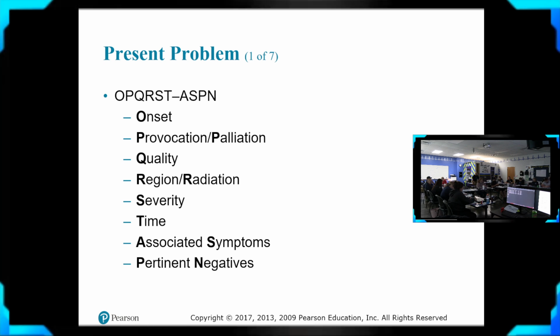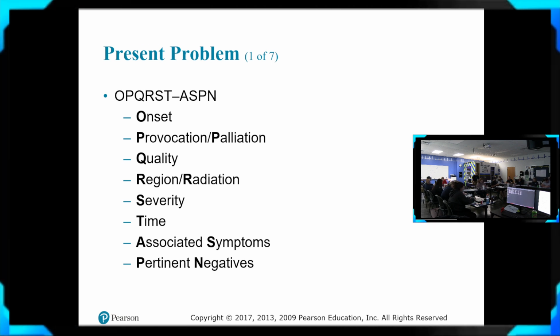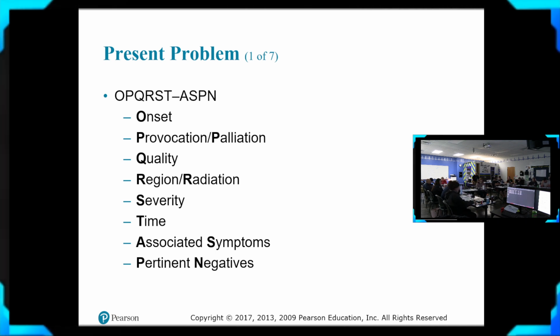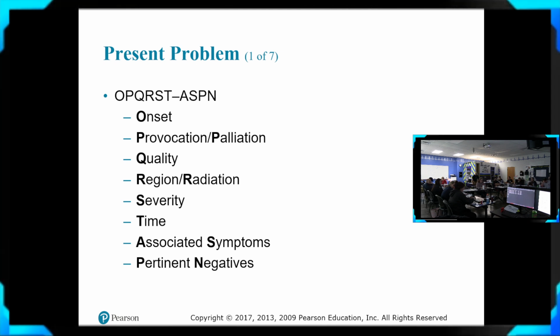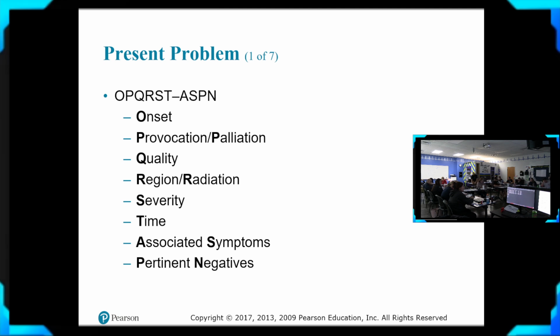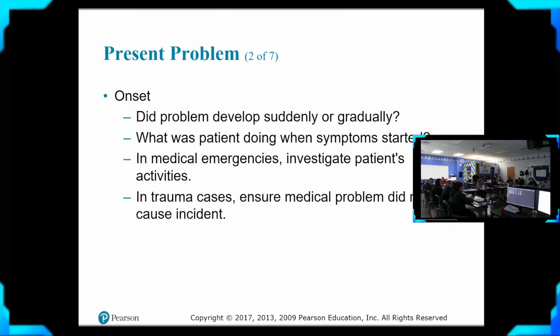We should all know what OPQRST is, and then they've added ASPN on there. The AS is associated symptoms, and your PN is pertinent negatives. Pertinent negatives are a very big thing for us. We deal with that probably just as much as we rely on what the patient's complaints and signs and symptoms are, just to rule out or to treat or not treat due to certain things. So you should already know the OPQRST, but knowing those extra two acronyms will be on your test.